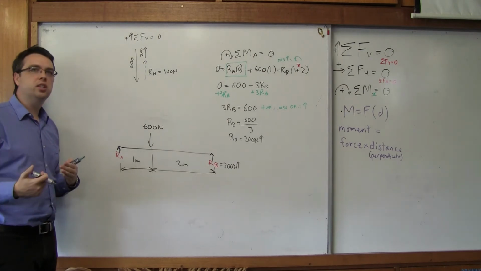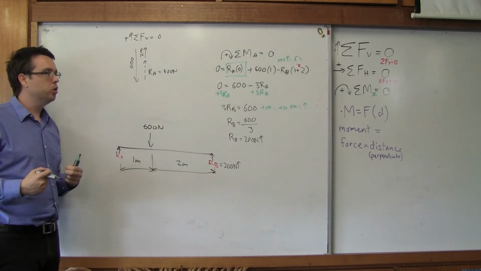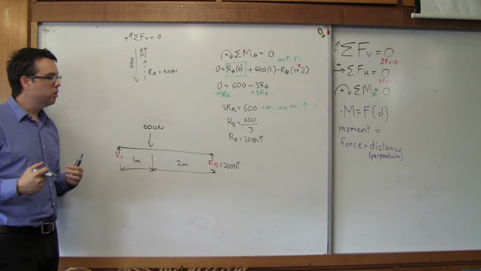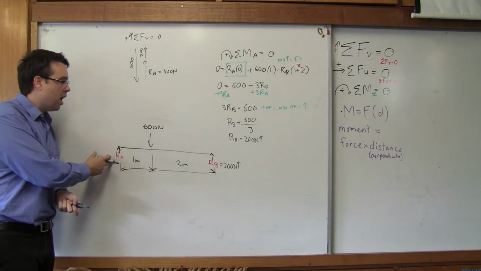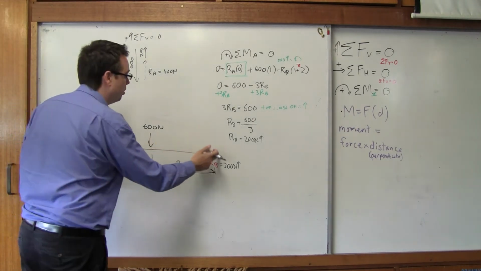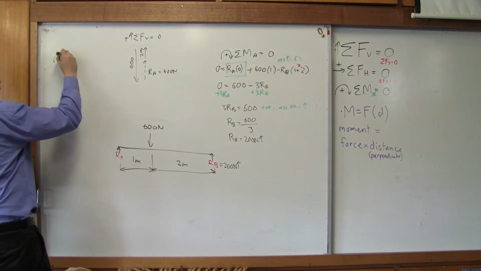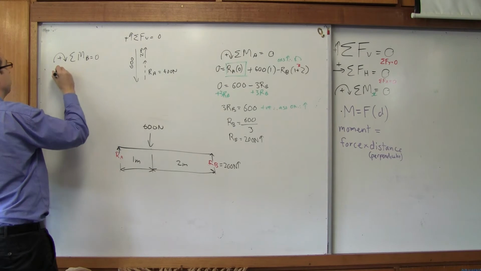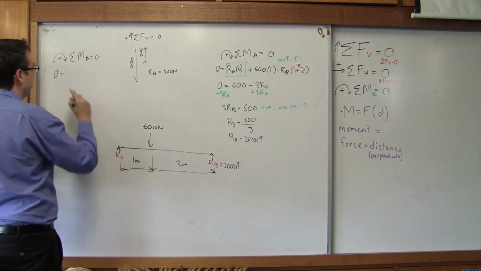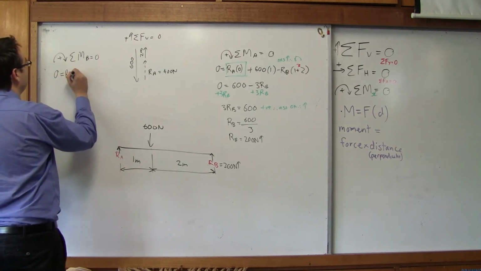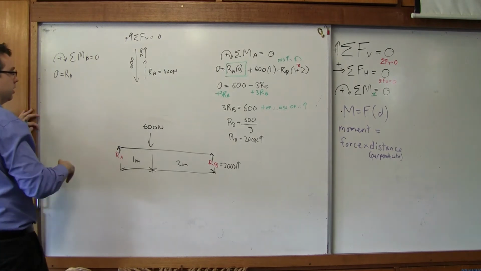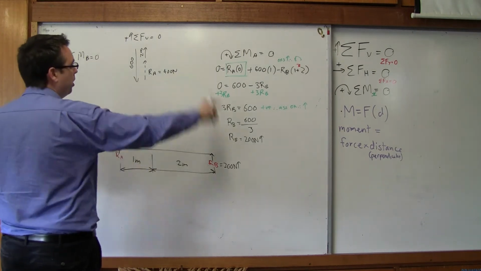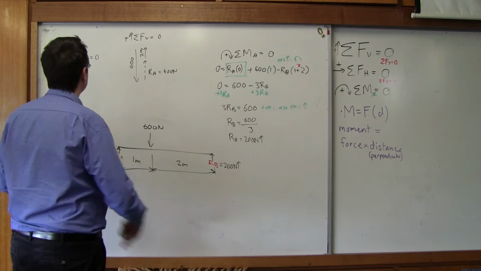What we can also do, and this is something people sometimes do, is that if you finish the exam early and you're sitting there with too much time on your hands, you can now calculate RA taking the sum of the moments about B. So let's have a look at what that would look like. If we say the sum of the moments relative to B equals 0, then 0 equals RA. And first of all, is it going clockwise or anti-clockwise? It's going clockwise, so I can stay positive.